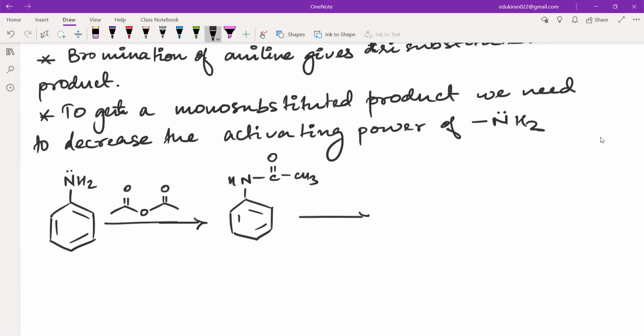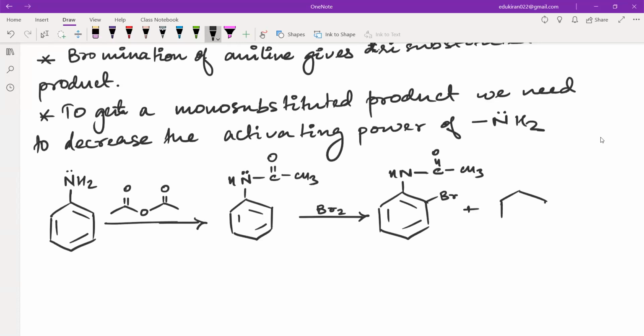Now we are going to add Br2. Now this nitrogen, the lone pair here, is distracted. It is sometimes going towards the carbonyl carbon and it is sometimes going towards the benzene ring. That is why we will be getting two different products, and both of these products will be mono substituted. So this is the substrate that we had. We'll get a Br in the ortho position, plus we will get a Br in the para position, two different products. And both of these are mono substituted products.